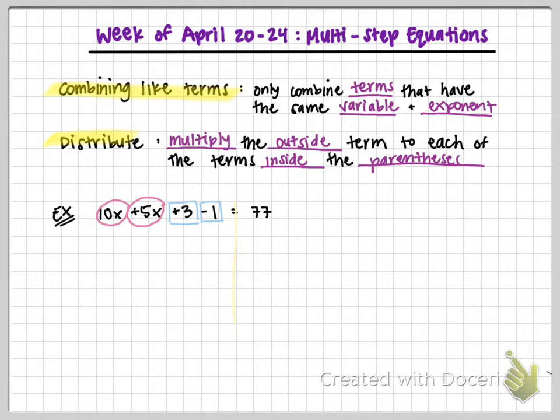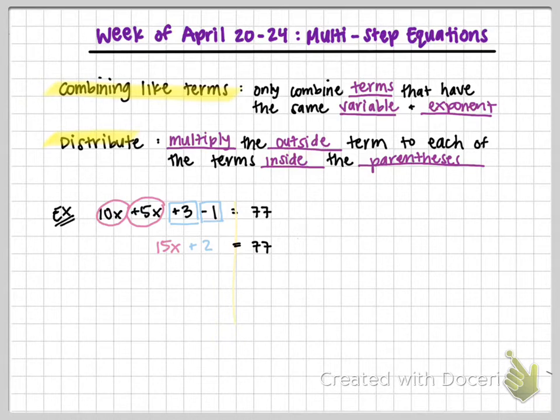All right. So when I combine 10x plus 5x, 10 plus 5 gives me 15. I'm going to keep my variable and exponent the same. And then when I combine positive 3 and negative 1, 3 minus 1 gives me positive 2. And then I'm left with 77 on the other side. So this should look familiar. This is what we were working on last time.